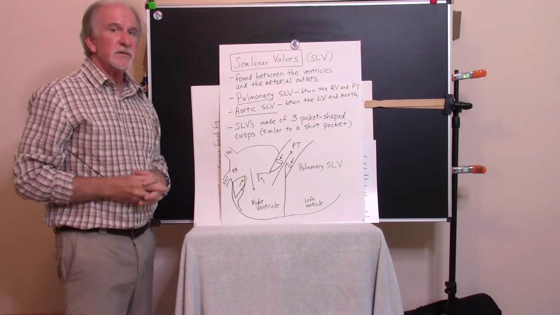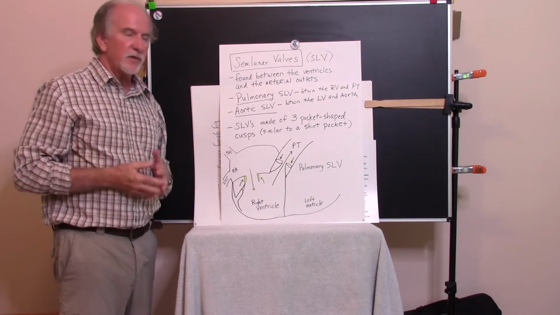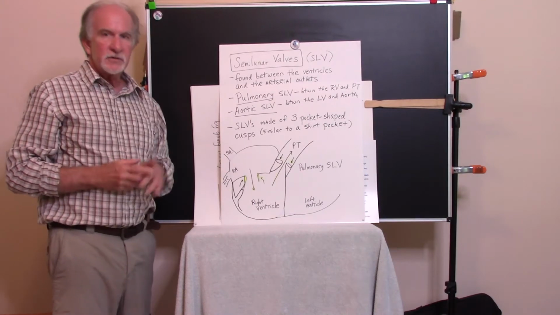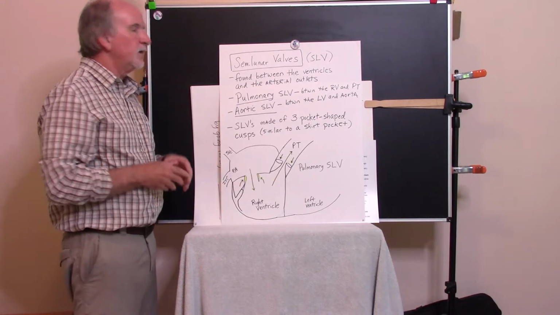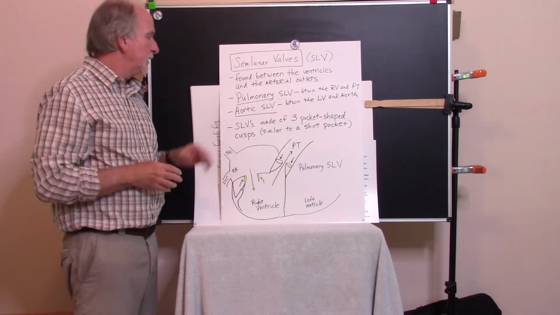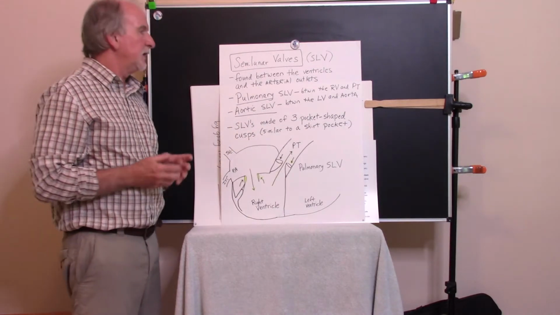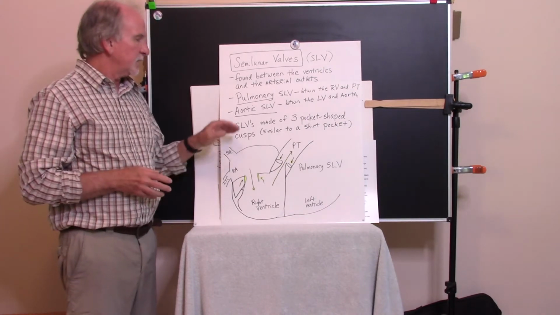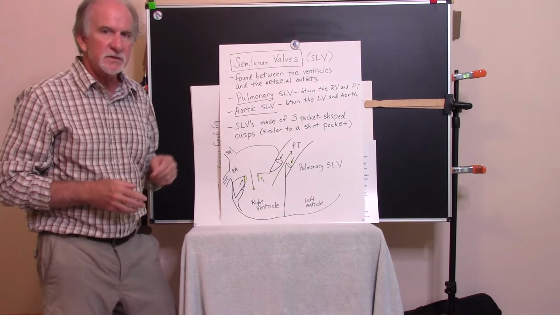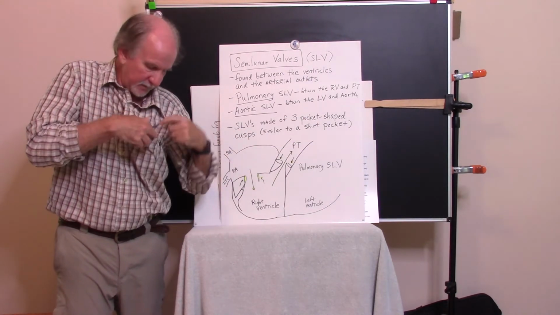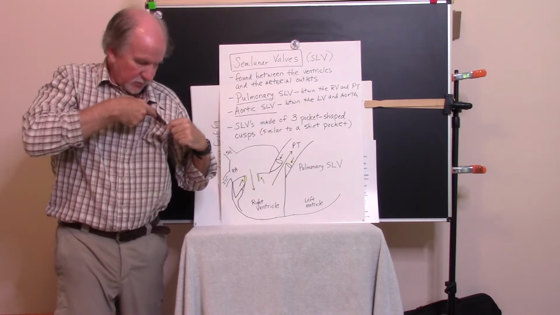The semilunar valves are one-way valves found between the ventricles and their arterial outlets. There are two semilunar valves. One is the pulmonary semilunar valve found between the right ventricle and the pulmonary trunk, and the other is the aortic semilunar valve found between the left ventricle and the aorta. The semilunar valves are made up of three pocket-shaped cusps. So this is a pocket, and the cusps associated with the semilunar valves are pocket-shaped.